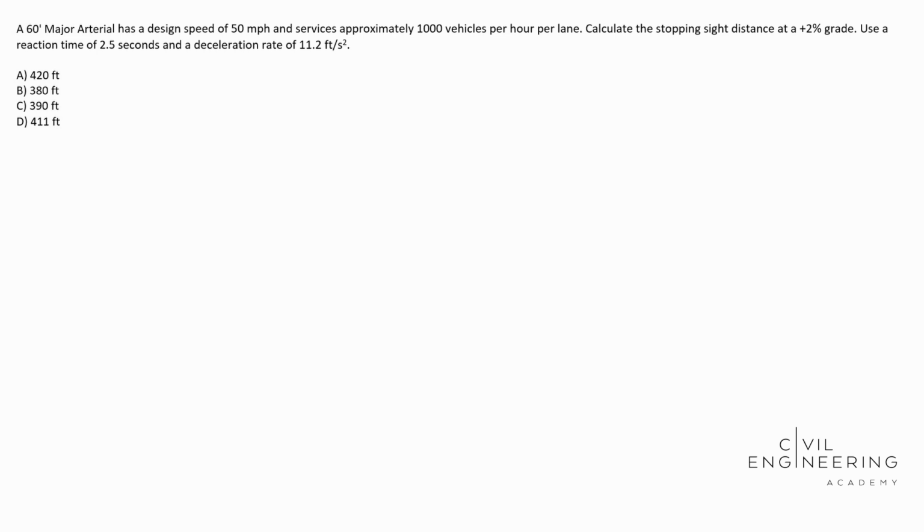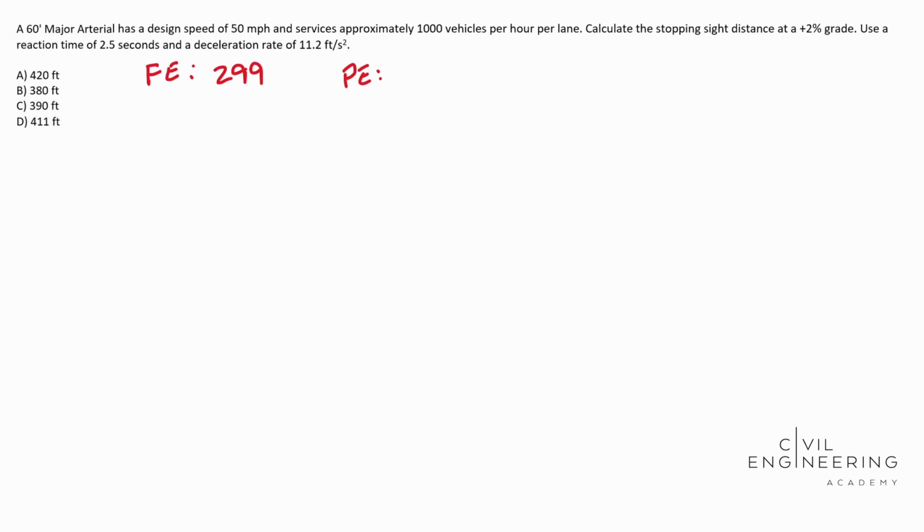So the trick to this problem is, can you find the formula that you need? If you are in the FE manual, you can find it on page 299. Notice on page 299, they don't give you a reaction time or a deceleration rate, so it's given to you in the problem. For the PE, you're going to have to go outside of the manual. If you're taking the PE exam, you're not going to be in the manual. Policy on Geometric Design of Highways, that's going to be the book that you are looking for. It's also called the Green Book.